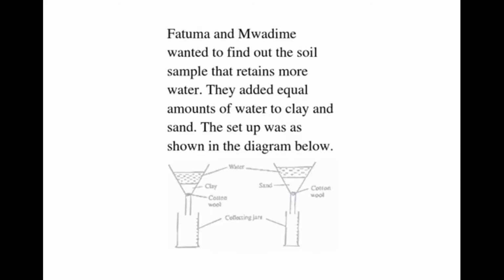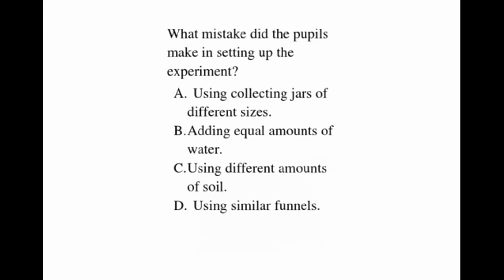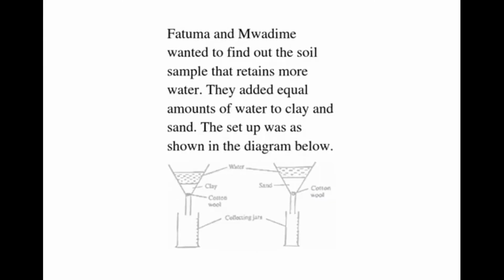Fatuma and Mandima wanted to find out the soil samples that retain more water. They added equal amount of water to clay and sand. The setup was as shown in the diagram below. What mistake did the pupils make in the setting up of the experiment? When you look at the experiment here, it was trying to define drainage in different types of soil, and also water capacity, that is the ability of the soil to retain water.